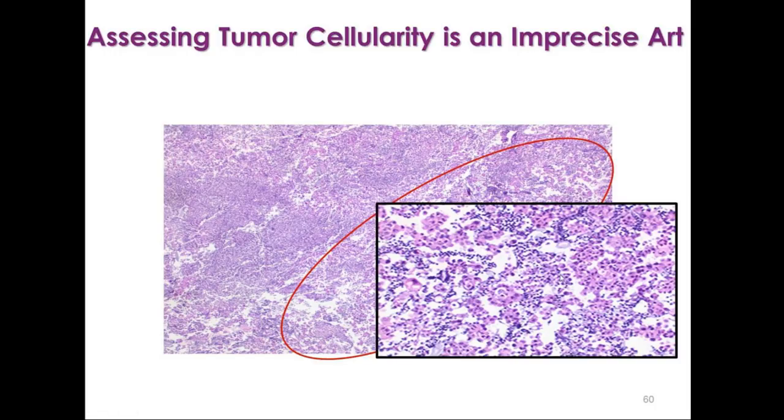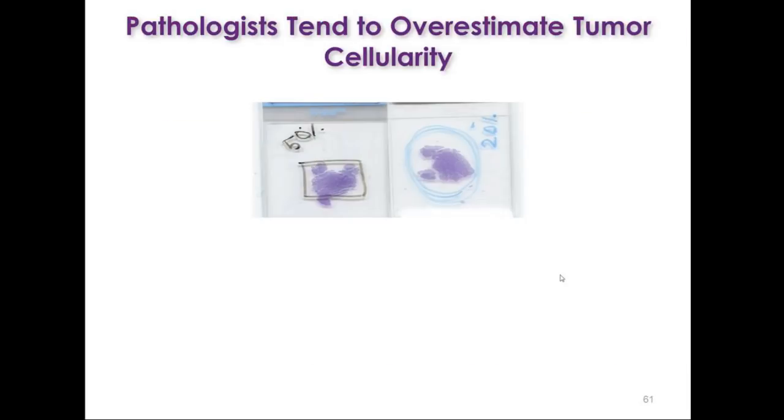Now, there was a request for molecular testing on this specimen. We actually got a request twice on this specimen for 2 different sets of testing, and it was sent for testing by 2 different pathologists. The first pathologist circled the entire section and said there was 50% tumor. The second pathologist circled the entire section and said there was 20% tumor.